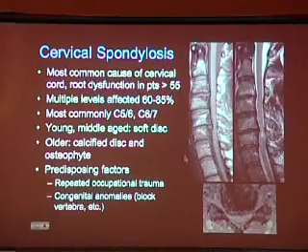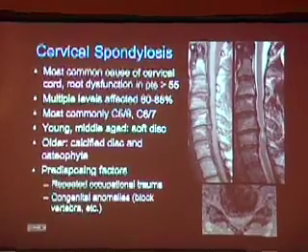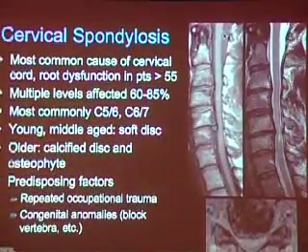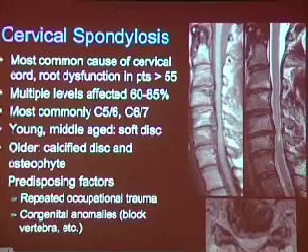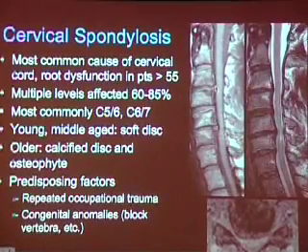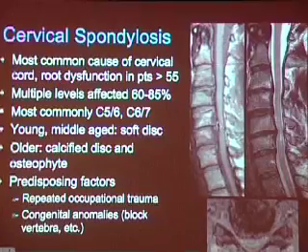But here's some fairly typical imaging. This is a sagittal T1 weighted image. You know it's T1 because CSF is dark and fat is bright. You can see that this patient has straightening of their cervical spine. They've lost their normal lordosis, and you can see that at multiple levels. There's osteophyte formation, there's disc bulging.